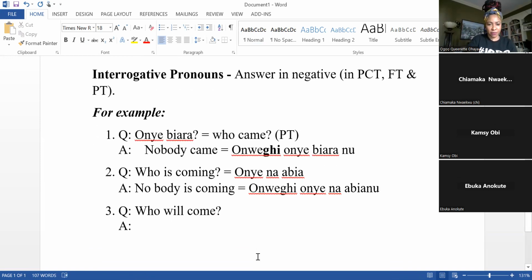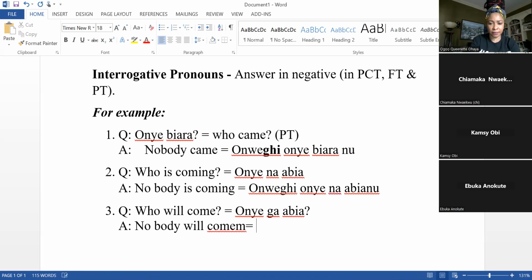Okay. Ebuka, the third one. Who will come? Who will come, boo? Onye ga-abịa. Daalụ nke ukwuu. Onye ga-abịa. Nobody will come. Okay. Nobody will come. Okay. Onweghị onye ga-abịanụ. Wait. Who will come? Okay, now the other one is onweghị.